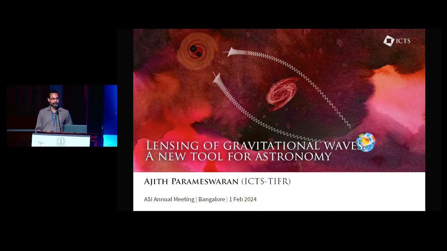Just to keep the expectations in check, I should start by saying that we have not yet detected the lensing of gravitational waves, but there is a reasonable expectation that that would happen in the next few years. As a result, there has been a lot of excitement in the gravitational wave community in the last few years about the study of the lensing of gravitational waves. And there has been a lot of work across the world, including in India.